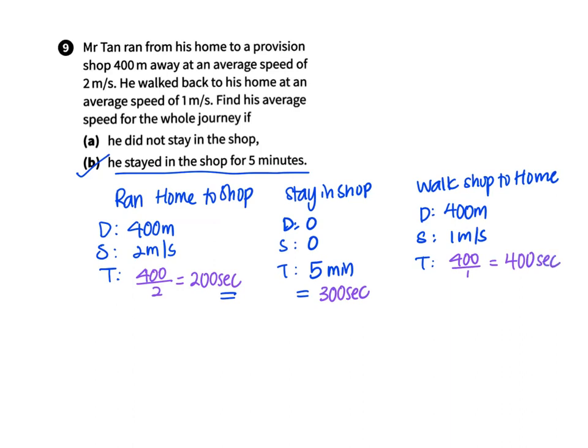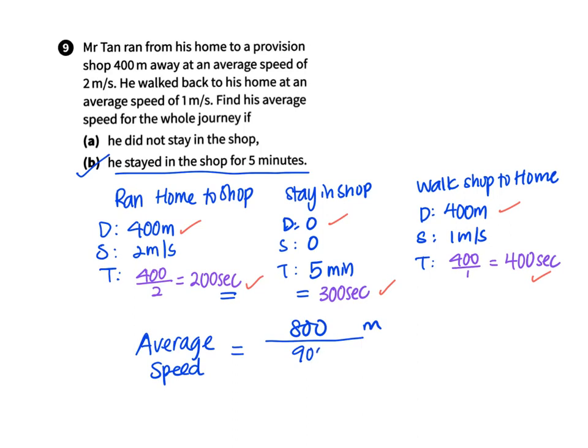Now if I want to find the average speed for the whole journey, as I have no space to write, average speed will be total distance over total time. The total distance is 400 plus 0 plus 400, and that gives me 800 meters. The total time taken will be 200 plus 300 plus 400, and that gives me 900 seconds. So my answer will be 8/9 meters per second. I'll leave this answer as the exact value. Have you gotten the answer?